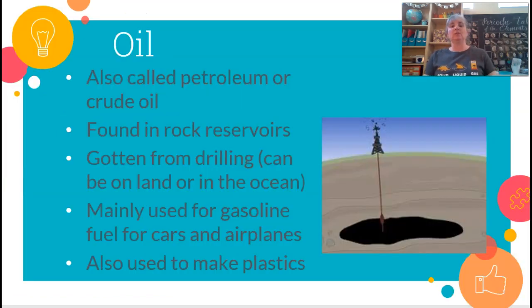The next fossil fuel is oil, which is also called petroleum or crude oil. It's found underneath rock in reservoirs, and it can be gotten out of the rock by drilling. There are drilling setups on land, and they can also be in the ocean. We've got lots of oil rigs in the ocean. And oil is mainly used for gasoline, for fuel. So fuel for cars, airplanes, boats, any kind of engine that requires fuel. So gasoline is the main way we use oil. It is also used to make a lot of plastics, different petroleum products.